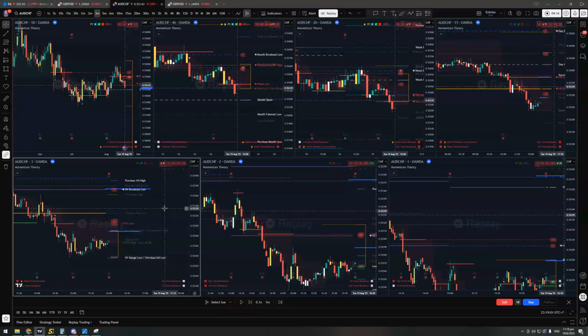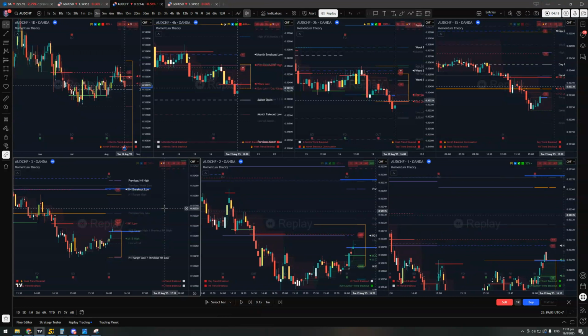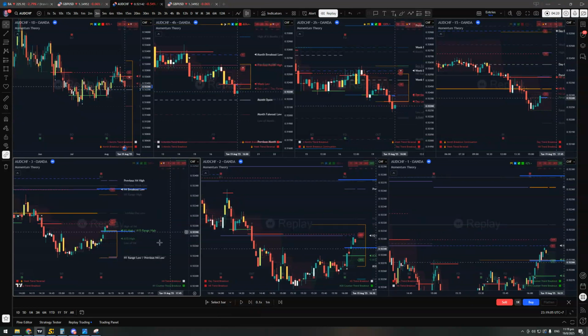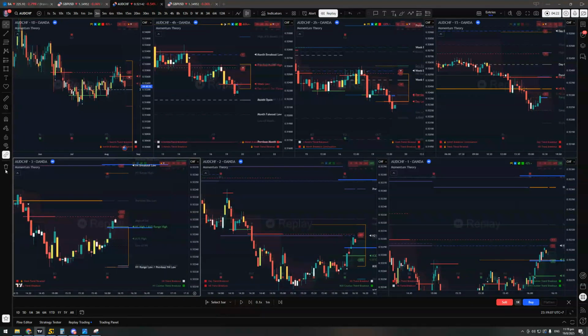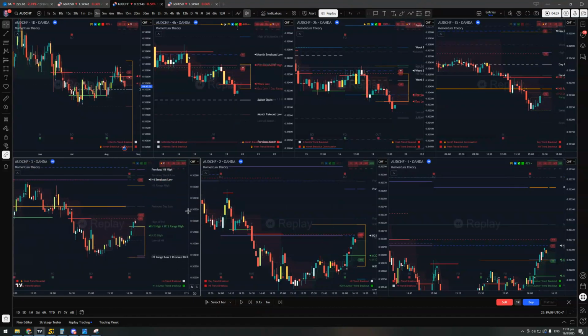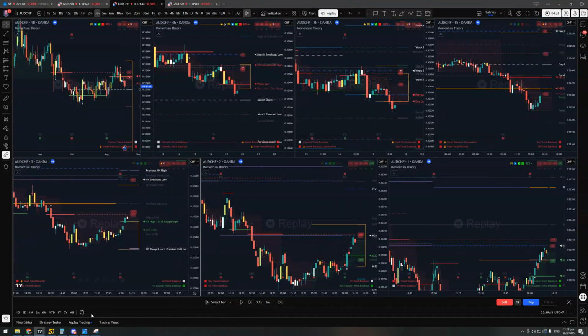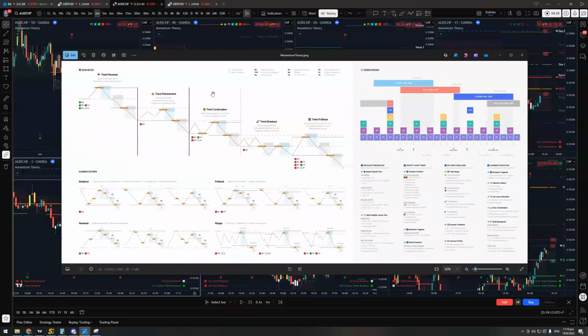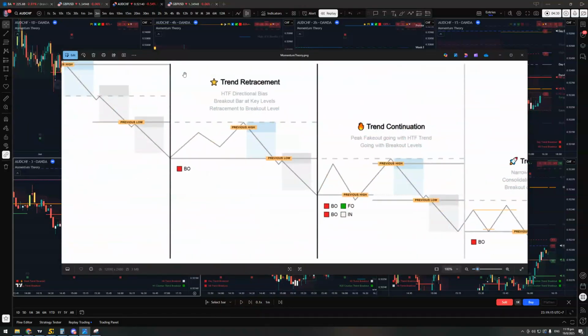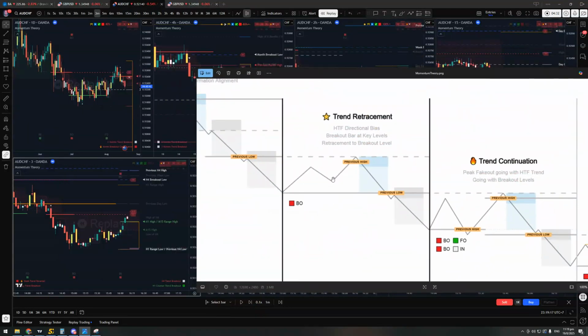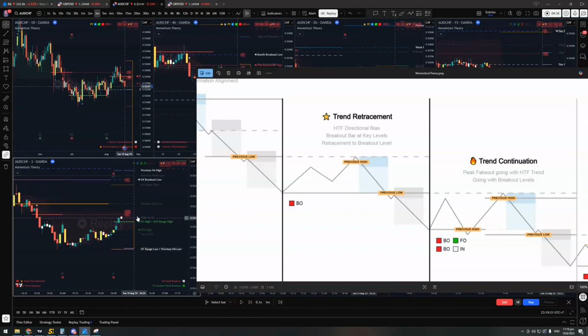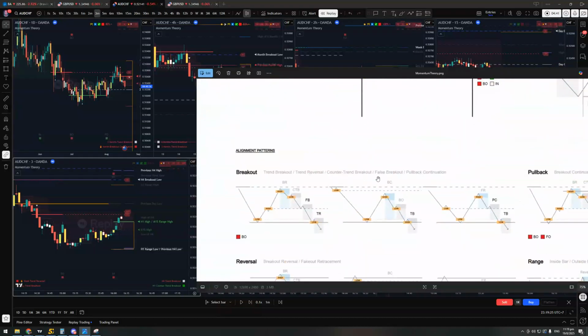So price initially started retracing, and once it triggers that momentum time frame, at this point, I am looking to see which alignment pattern I am trading. So trend retracement setups: once price retraces back to that momentum time frame and triggers it below the breakout level at the high of the bar, the high of the H4, I want to see which alignment pattern I'm trading.